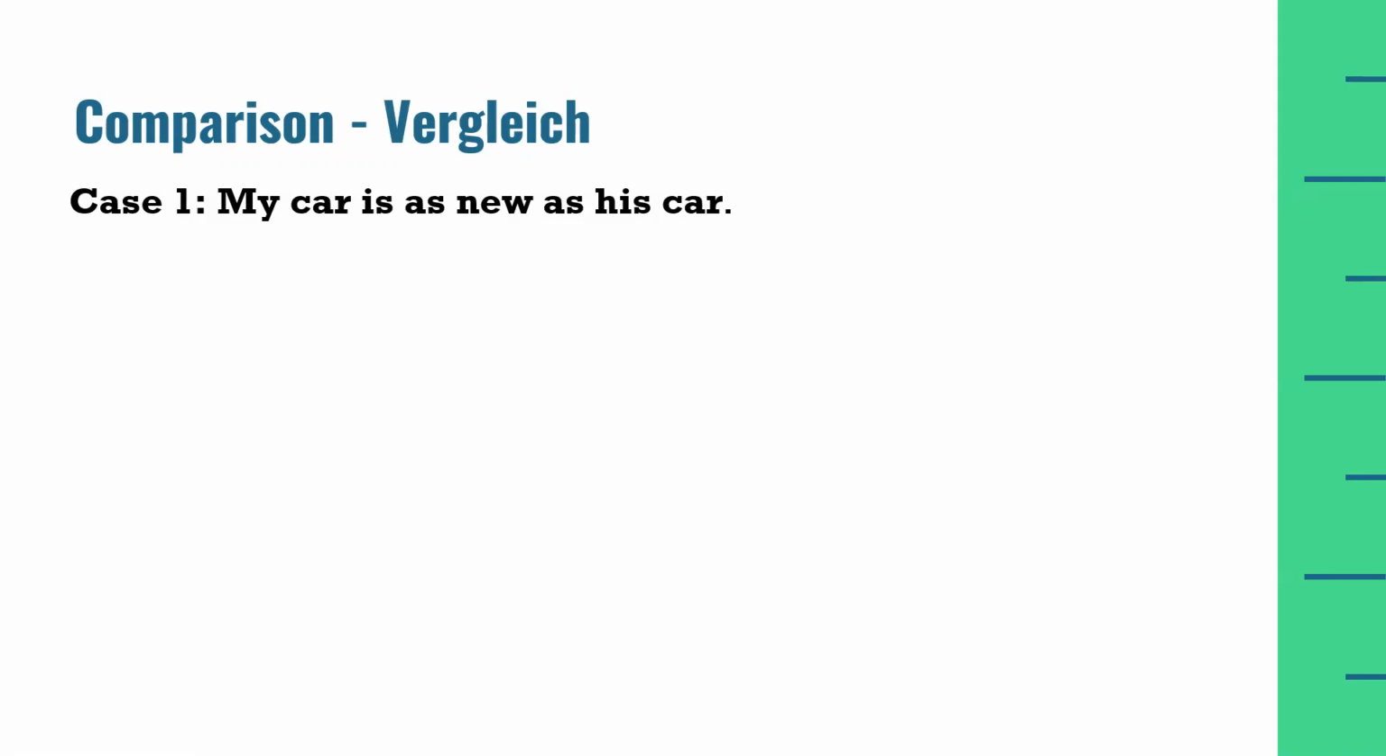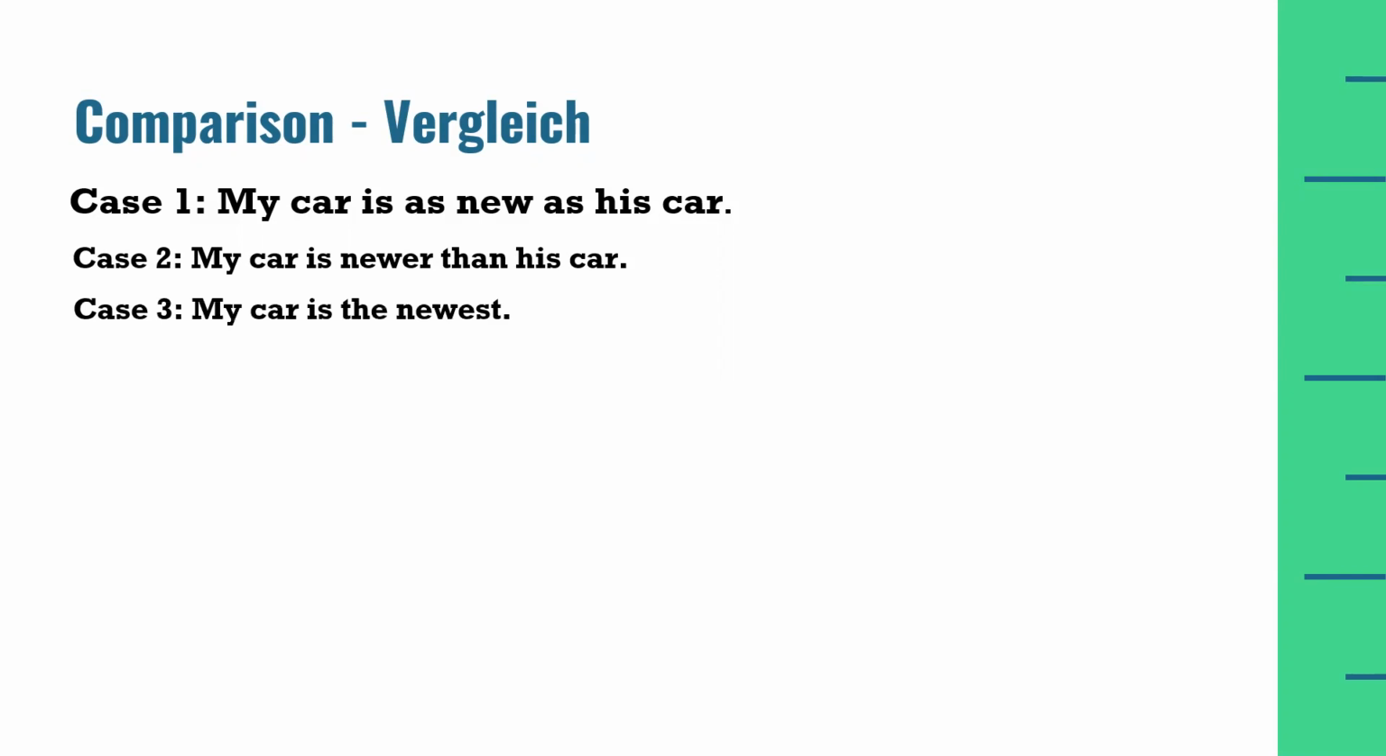Let's have a look at the example. My car is as new as his car. So in this sentence, we are comparing the newness of my car with his car, and we see that the newness is the same. My car is as new as his car. The second case is that my car is newer than his car. In this example, I am again comparing my car with his car, but in this case, my car is newer than his car. The third case can be that my car is the newest.